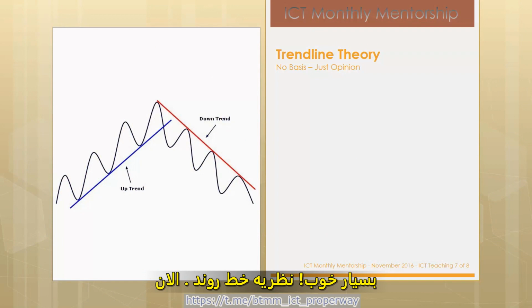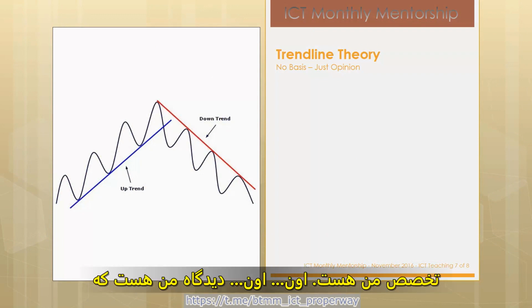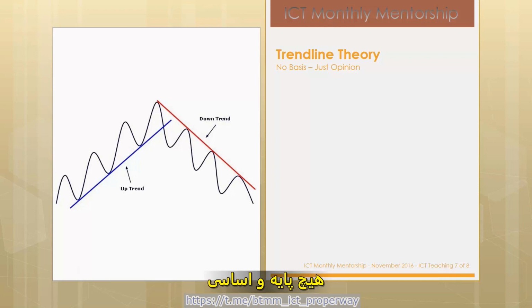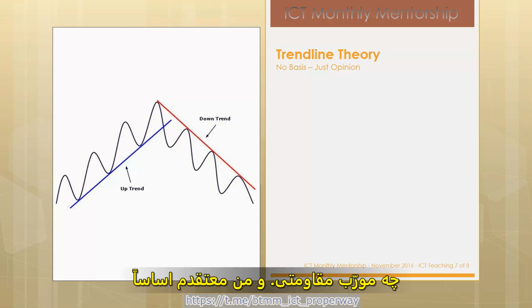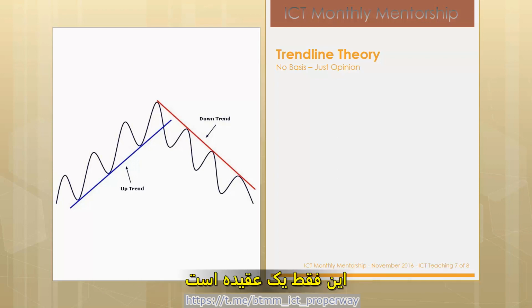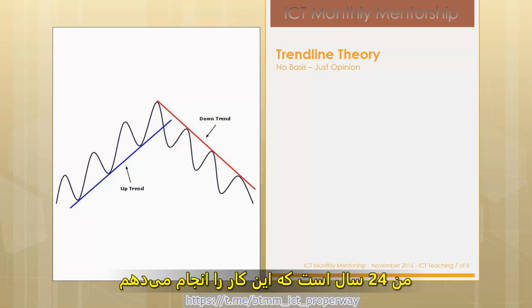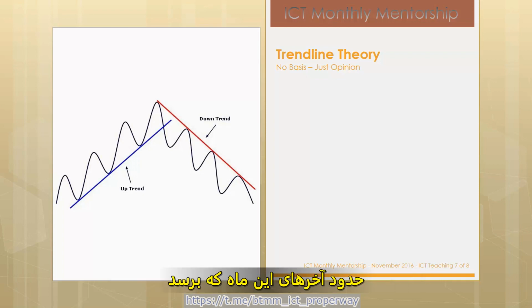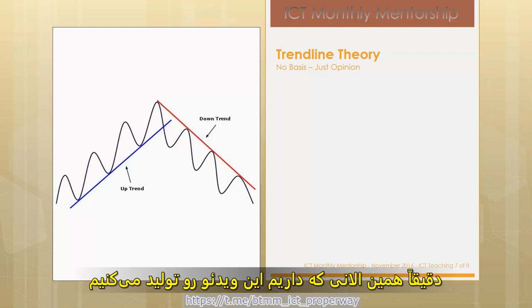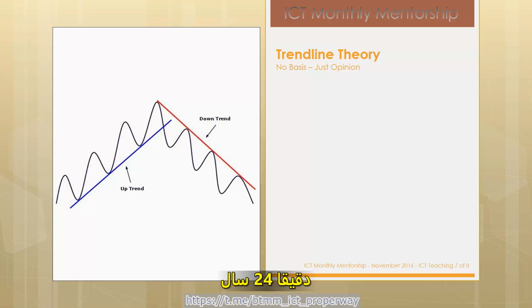Okay, trend line theory. Now, it's my perspective that there's no basis in trend line theory in the form of diagonal support or diagonal resistance. And I believe it's just basically an opinion. There's no statistical edge that I've been able to build with the use of diagonal support or resistance in the form of trend lines. Now, I've been doing this for 24 years coming up, and just about the end of the month we're producing this video in, I will have been a trader for 24 years.